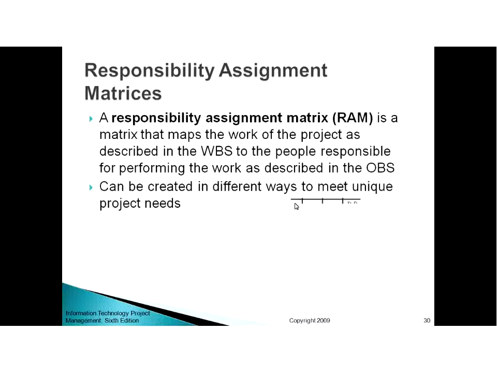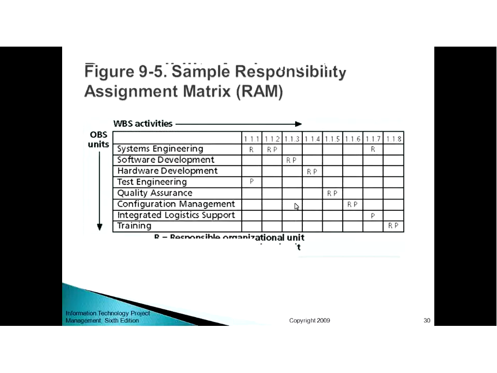It can be created in different ways to meet different project needs, and this is one of the sample responsibility assignment matrices. You can make it in any way, but this one is made over here. For example, these are WBS activities which are numbered over here. Only the numbers are mentioned, not the complete list of activities. And then these are OBS units like system engineering, software development, testing engineering, quality assurance department, or configuration management person or department. So now these are OBS units.